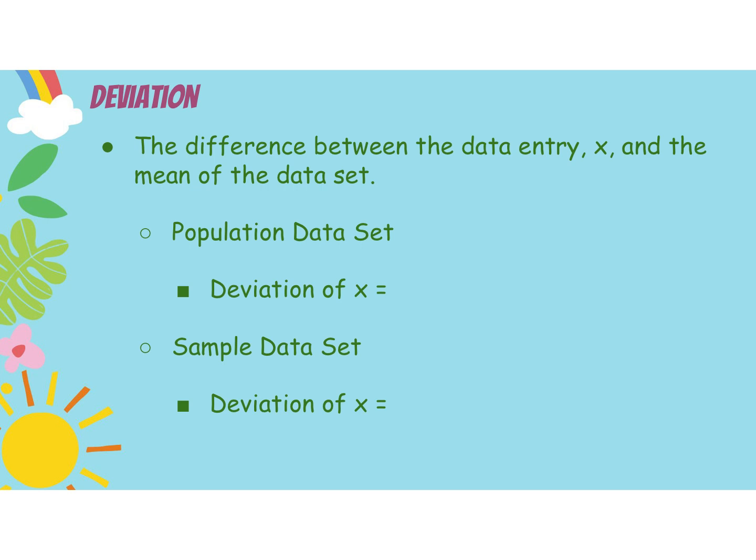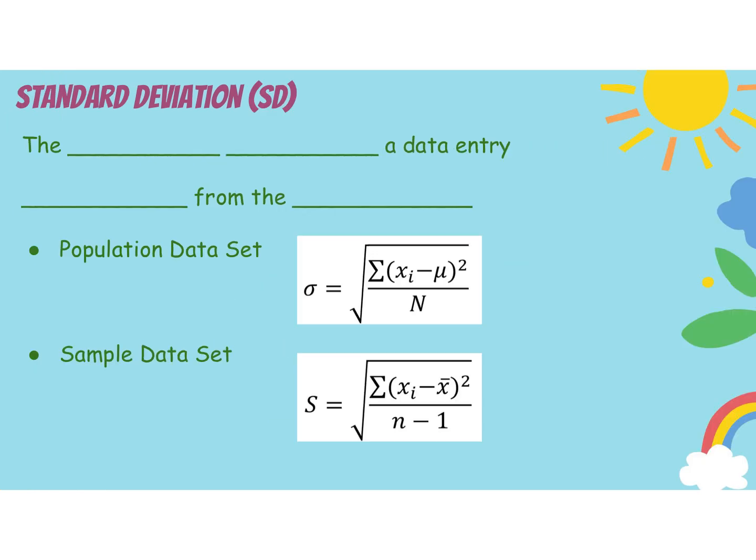So we have our two different types of data sets. We have population and sample. So we have those two different deviations. We have x minus mu and x minus x bar. So deviation doesn't tell us very much since it just looks at that one data point. So deviation is just a stepping stone to standard deviation.